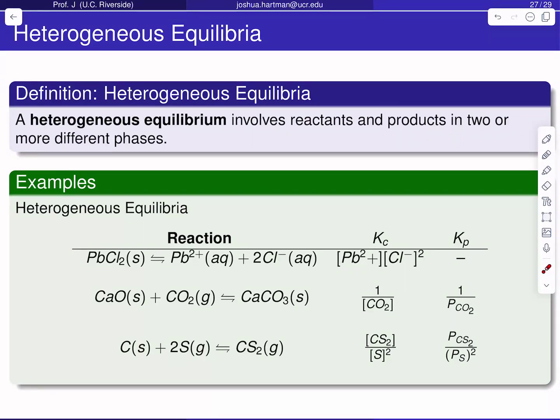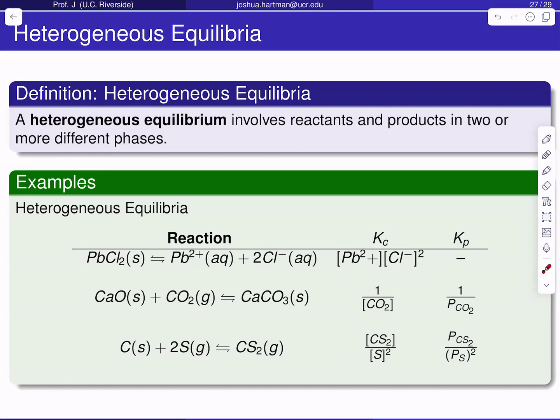So heterogeneous equilibria involves reactants or products in 2 or more phases. So you could even have more than 2, but we're talking something maybe in an aqueous phase moving into a gas phase, or aqueous phase moving into a solid phase, or vice versa. And so there's a whole bunch of examples here, and the take-home message is going to be pretty clear, but it's important to look at it from a number of angles.